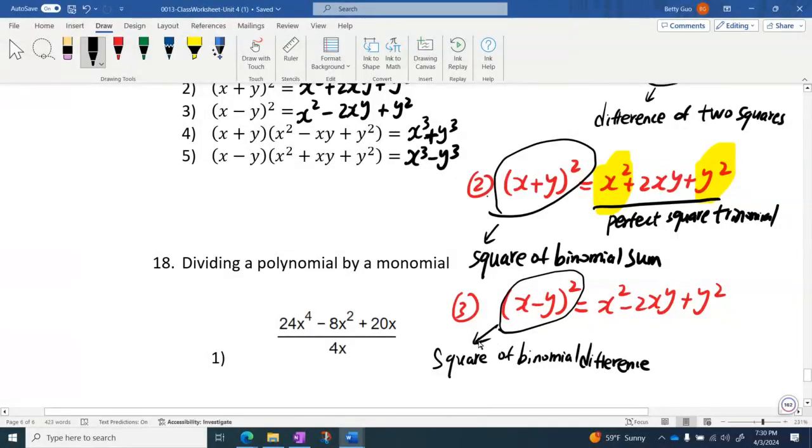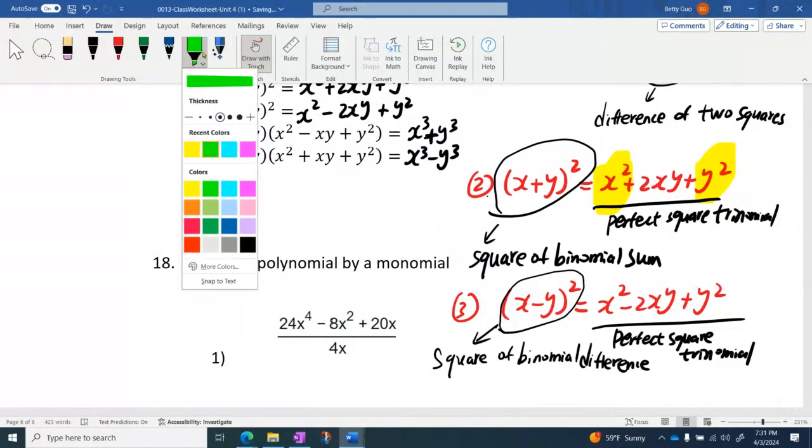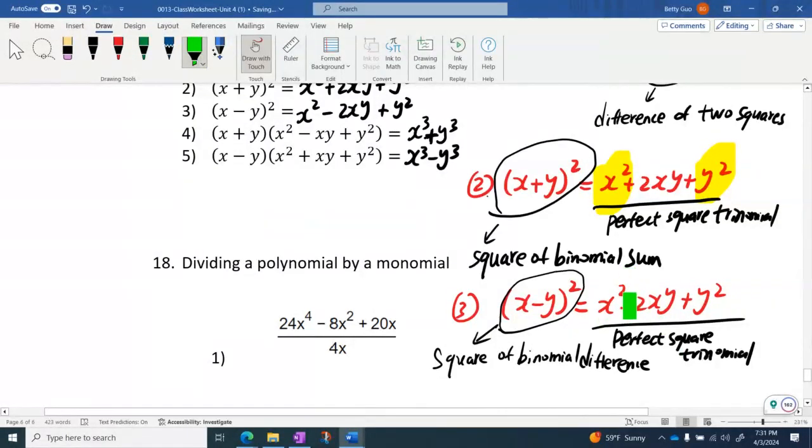Turns out the square of a binomial difference is also a perfect square trinomial. The only difference in the pattern is that the middle term is not positive anymore, it's negative. Okay?